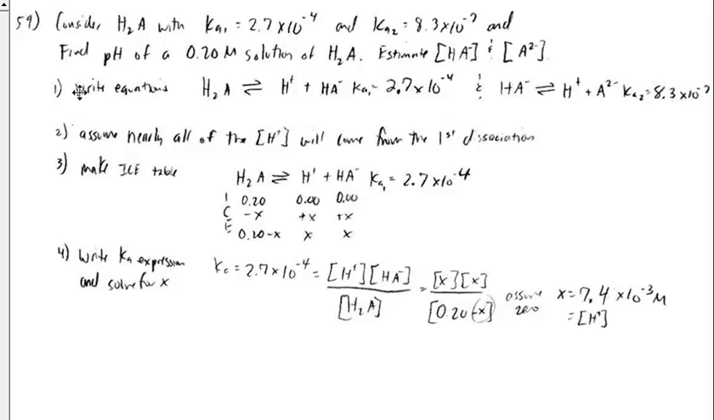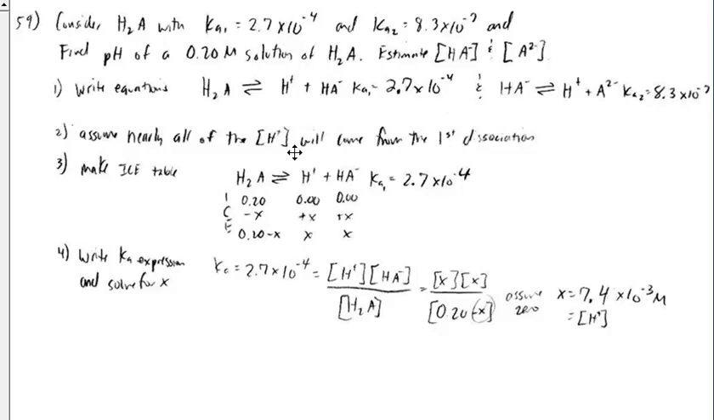So as usual, I advise writing equations, a couple of them even. H2A will be in equilibrium with H plus and also HA minus, and we have a Ka associated with that one. That's our first one, Ka1, 2.7 times 10 to the negative fourth. And then write a second equation for the HA minus dissociating into H plus and A2 minus with Ka2 of 8.3 times 10 to the negative seventh.